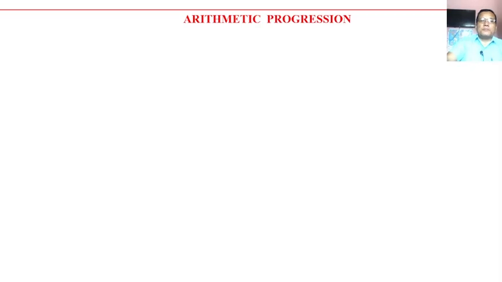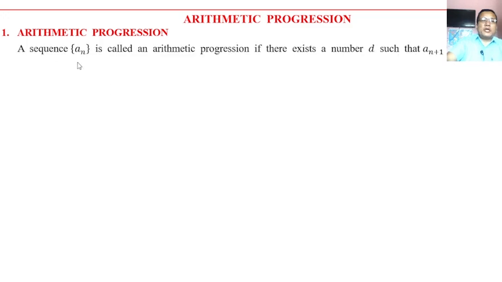Arithmetic Progression. Arithmetic progression or arithmetic sequence. A sequence a_n is called an arithmetic progression if there exists a number d such that a_(n+1) minus a_n equals d for all n belonging to N, the set of natural numbers.